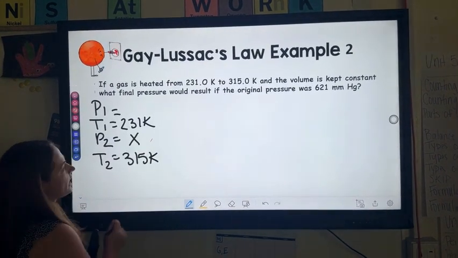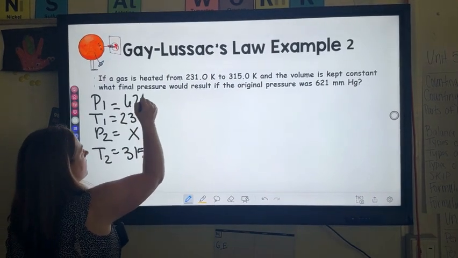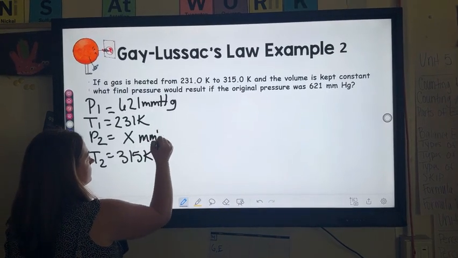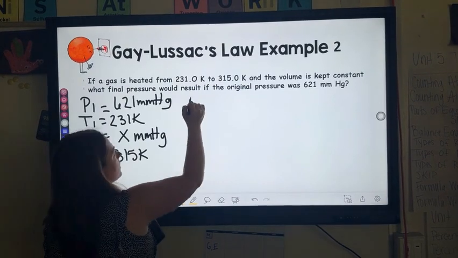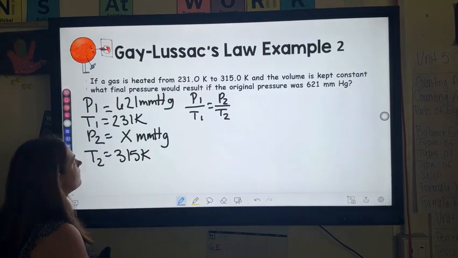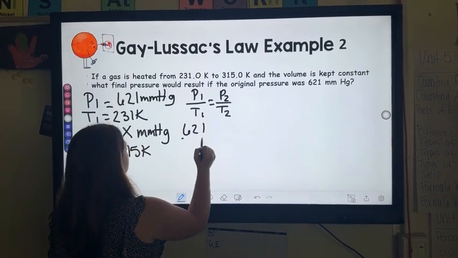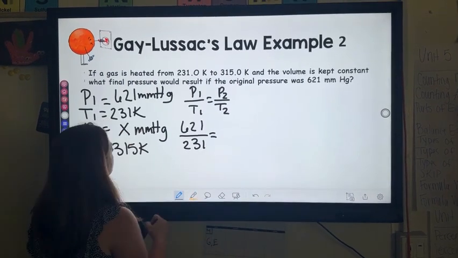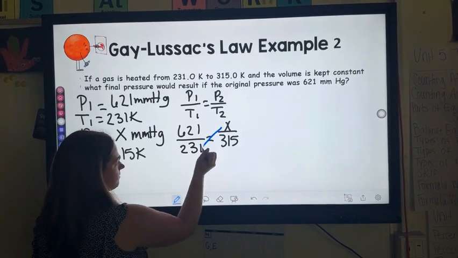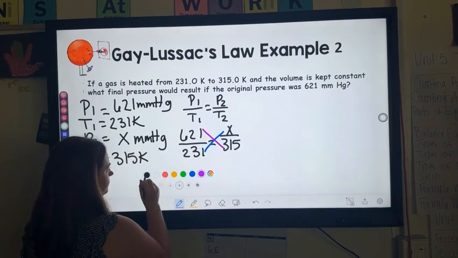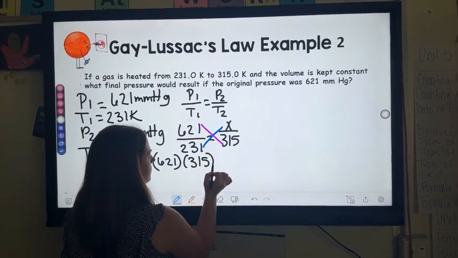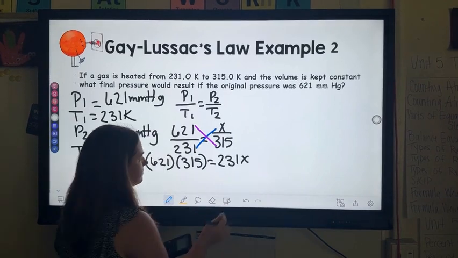So our final pressure is going to be our X, and the original pressure is 621 millimeters of mercury. Since the first one is millimeters of mercury, this final answer will also be millimeters of mercury. Our equation is P1 over T1 is equal to P2 over T2. So now we can fill them in. So 621 over 231 is equal to X over 315. You can now cross multiply to solve. So 621 times 315 is equal to 231x.